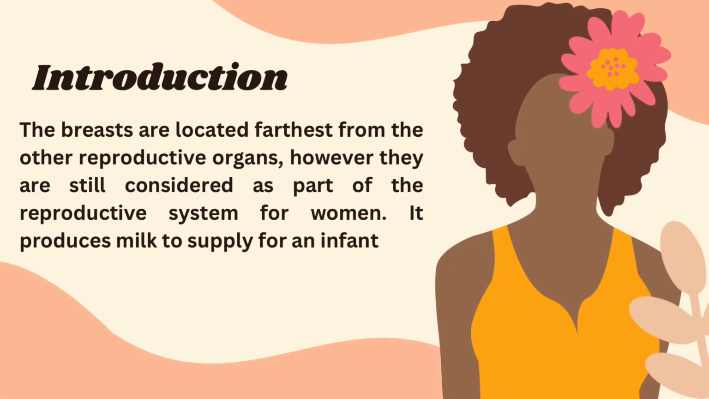Starting off with the introduction, the breasts are located the furthest compared to other reproductive organs, such as the uterus, the ovary, and so on. However, they are still considered as part of it. It plays an important role in producing milk for infants.